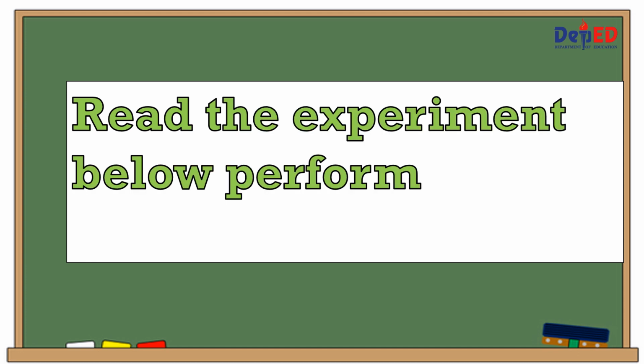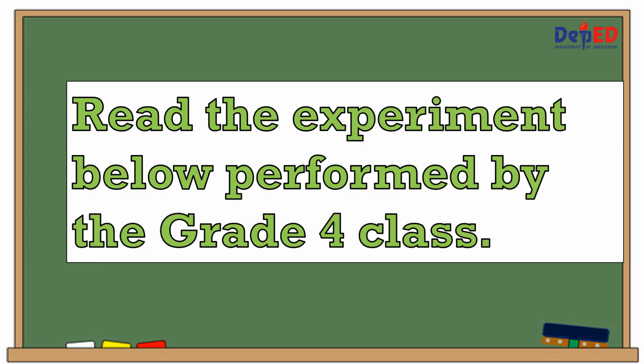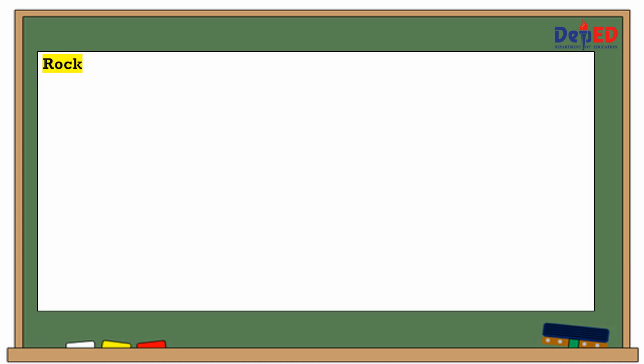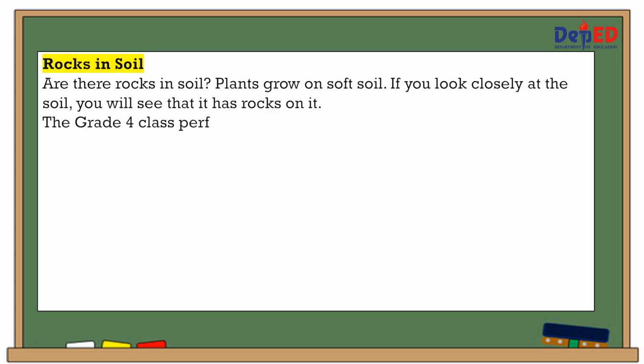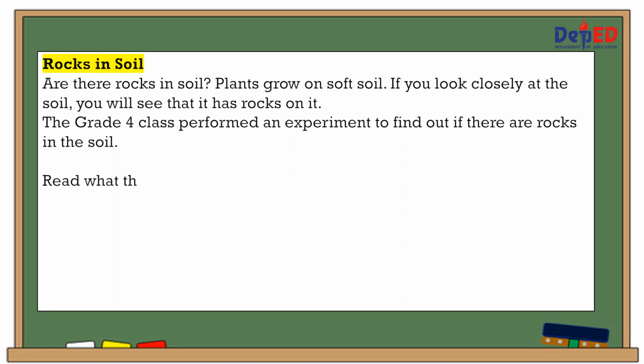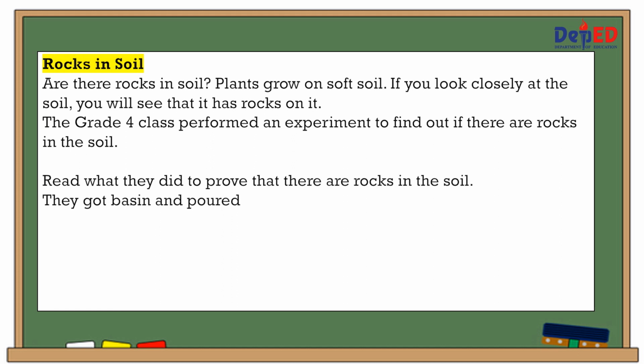Read the experiment below performed by the grade 4 class. Rocks in soil. Are there rocks in soil? Plants grow on soft soil. If you look closely at the soil, you will see that it has rocks in it. The grade 4 class performed an experiment to find out if there are rocks in the soil. Read what they did to prove that there are rocks in the soil.